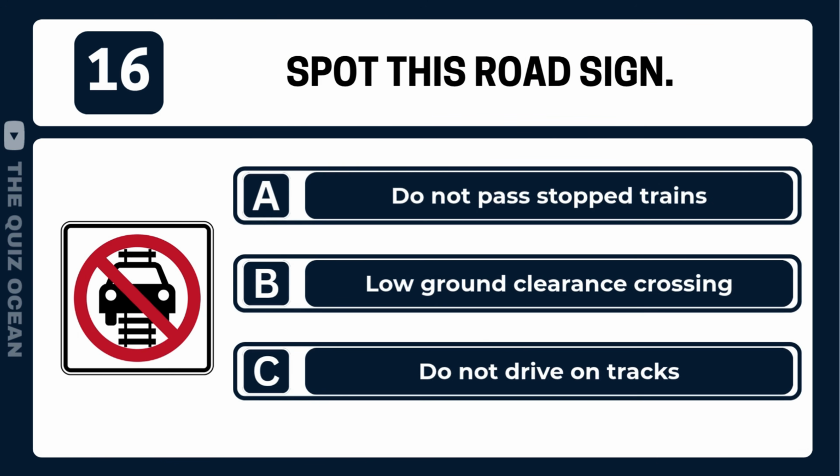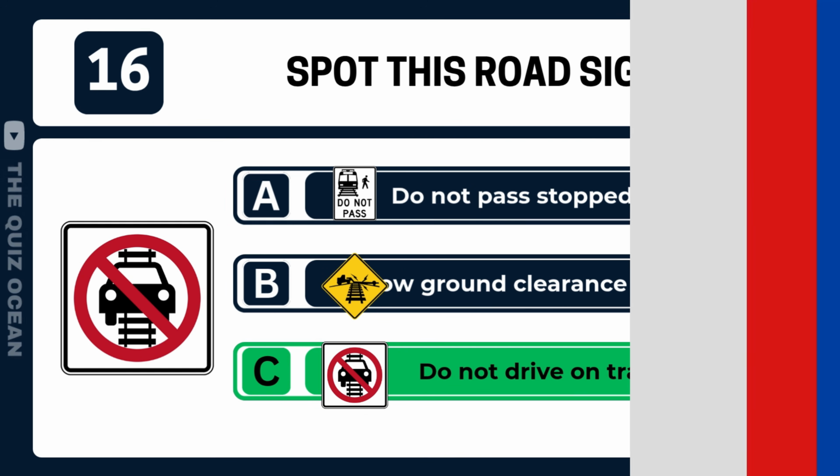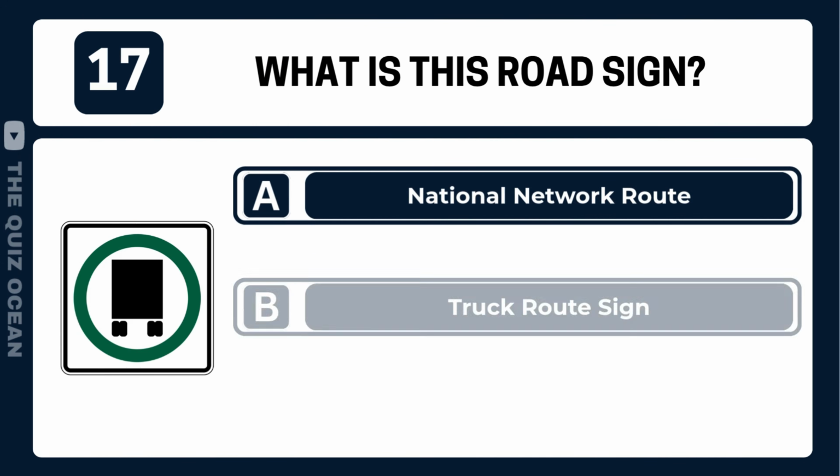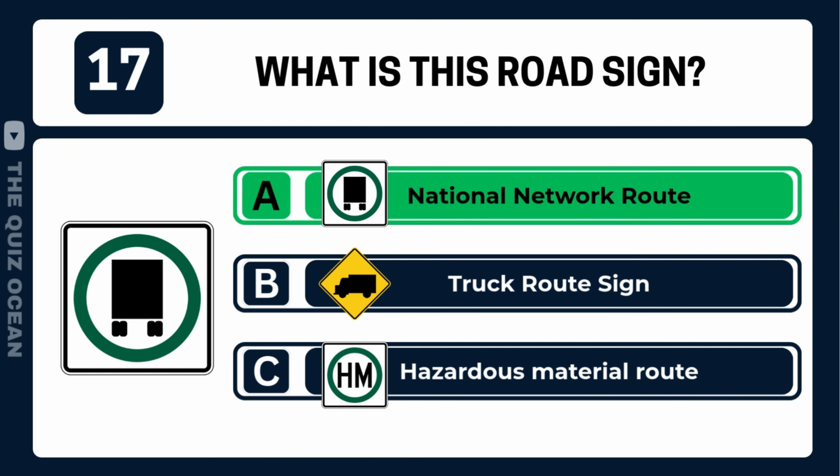Question 16. Spot this road sign. The answer is C. Do not drive on tracks. Question 17. What is this road sign? The answer is A. National Network Route.